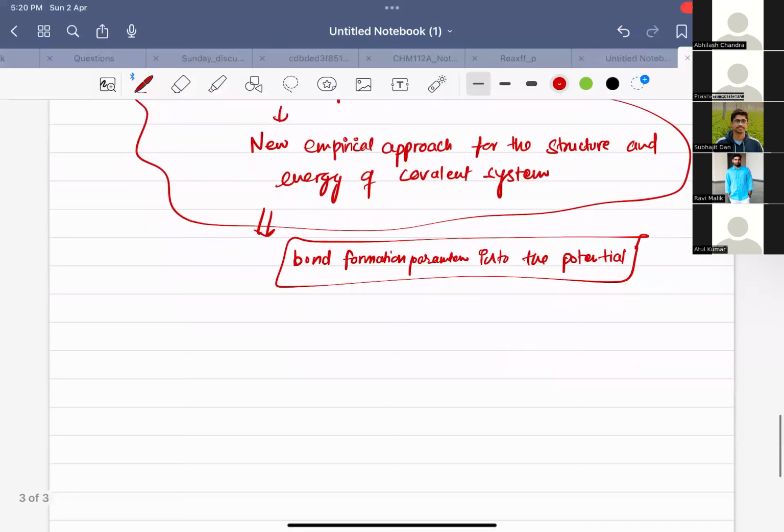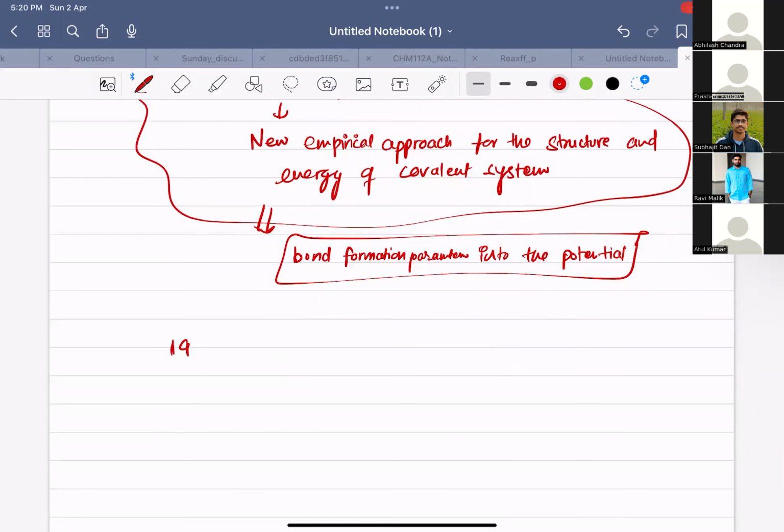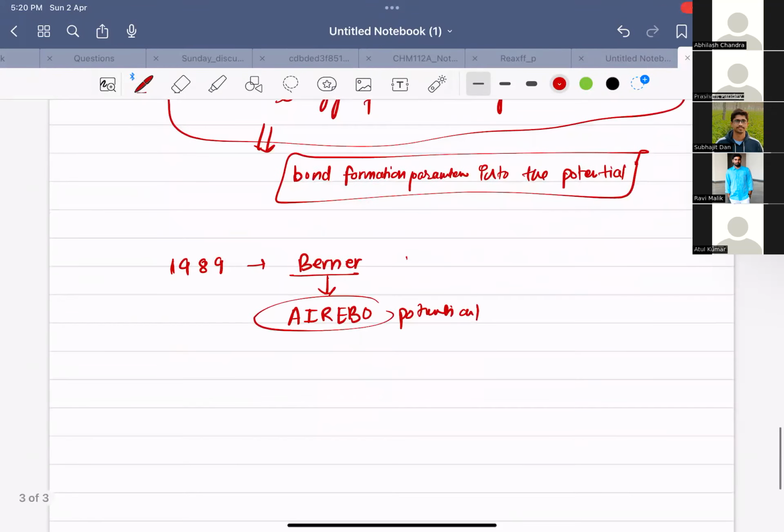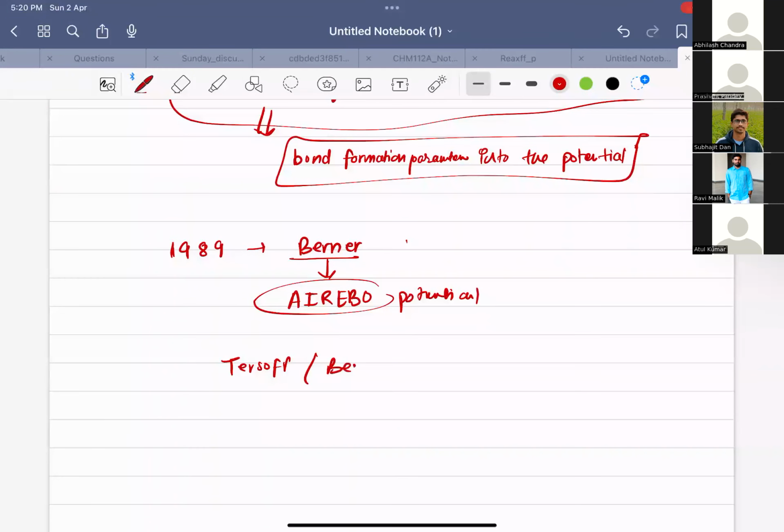And after this, around 1989, Brenner and, I forgot the scientist name, but they gave one potential called the REBO potential. And these, Tersoff, Brenner, REBO, are called the first generation reactive force field, because they included the bond formation parameter into the total potential energy.